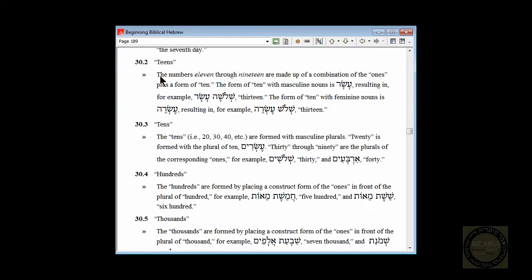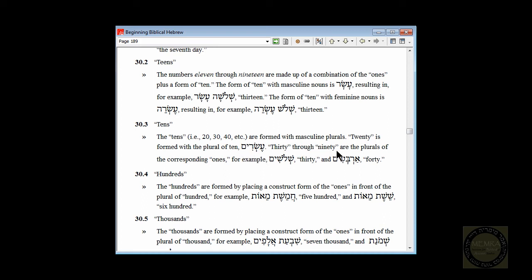He tells you how teen numbers are formed. Numbers 11 through 19 are a combination of 1s plus 10. So the word for 10 is asar, and so shelosha asar, 3 10, would be 13. Again, the tens, he tells you how Hebrew does that. We have the number 10 is asar up here. The plural of 10, 20, is formed like a plural. It would be esrim. Notice the plural ending.